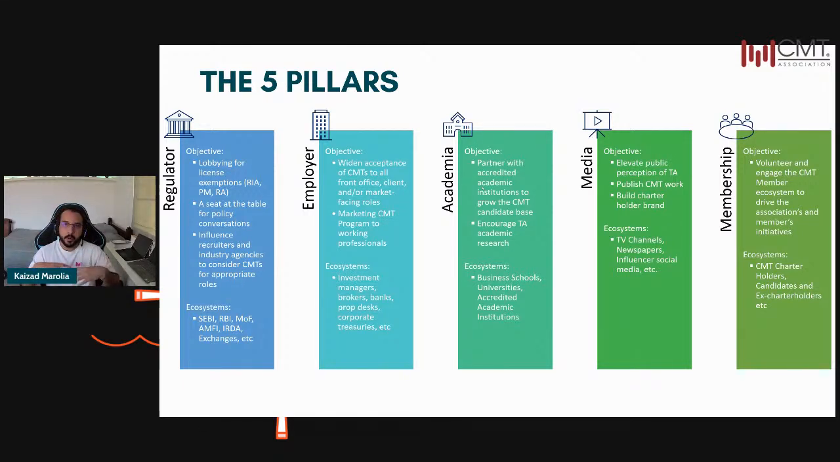Membership is more of an inward looking pillar, all the other ones were outward looking. The CMT Association, as you all are aware, is a member driven organization. Our staff is just about 9 members globally. And as you saw, we are 4,500 members globally. So having volunteers drive initiatives in local regions, running our chapter meetings, driving publications is all a part of the membership pillar.